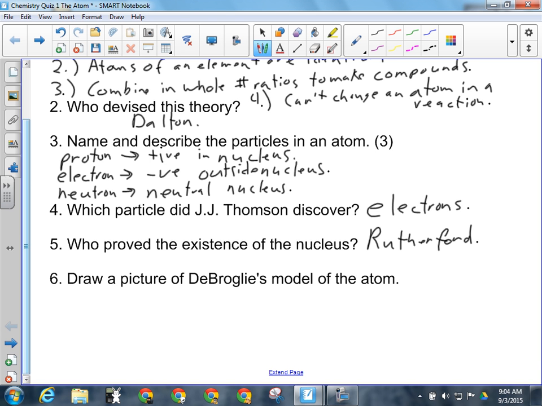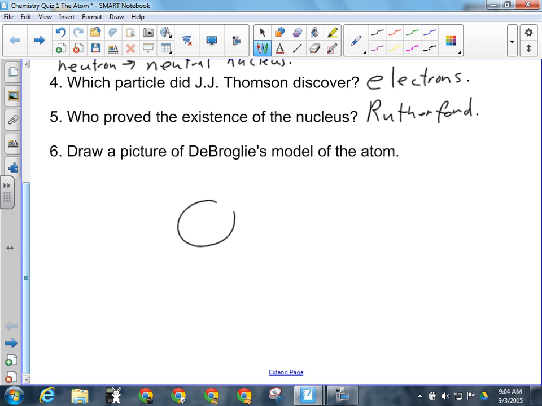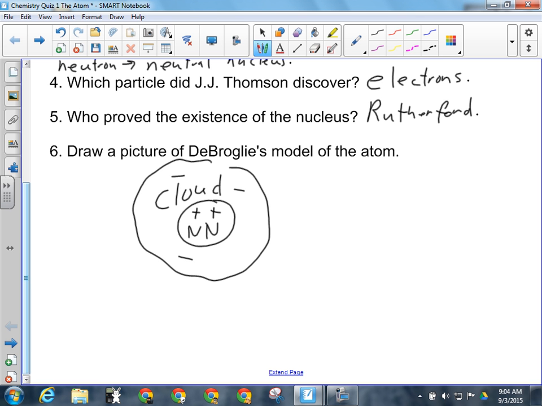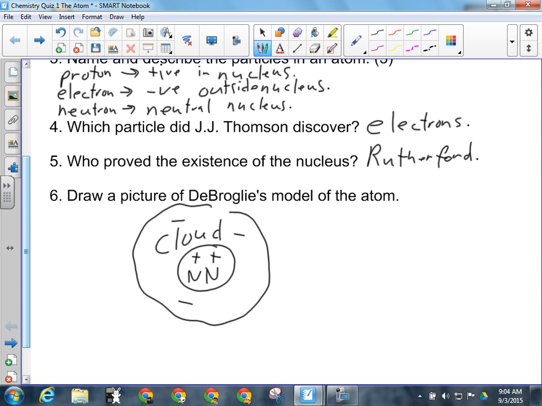And a picture of de Broglie's model of the atom. So I would go like this and go positive, positive, neutral, neutral, just so I know that you know that protons and neutrons are in the nucleus. And then I would have just done this, the electron cloud. You guys were being way too detailed. I could hear it on your drawings, but that's fine. As long as they have a picture of the electron cloud model that shows that the nucleus has the neutrons and protons, they're good. Any other questions there, guys?